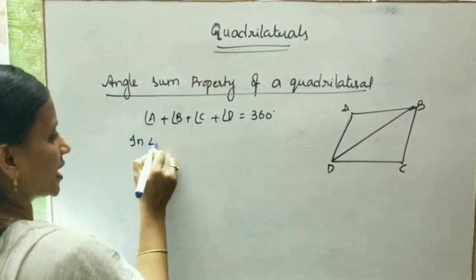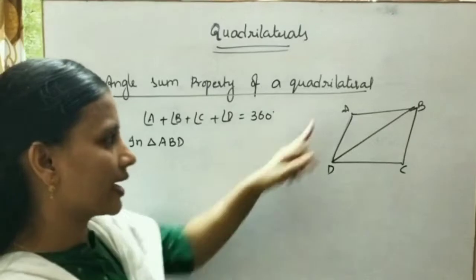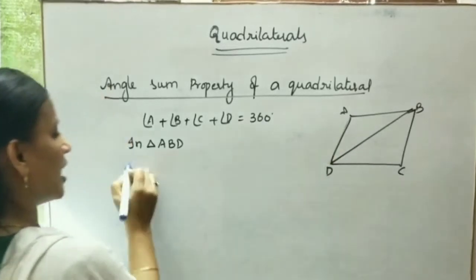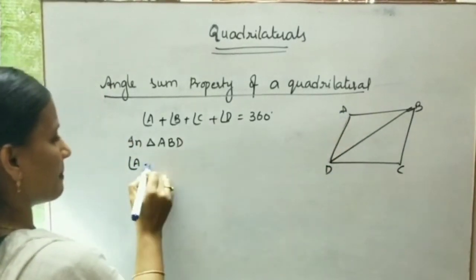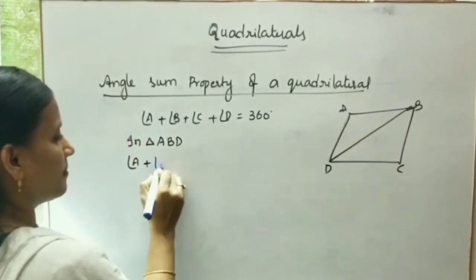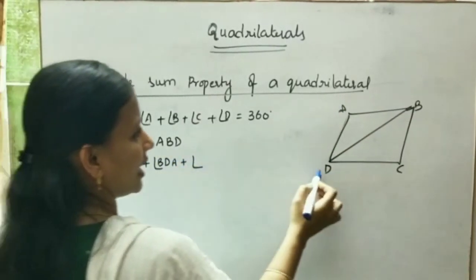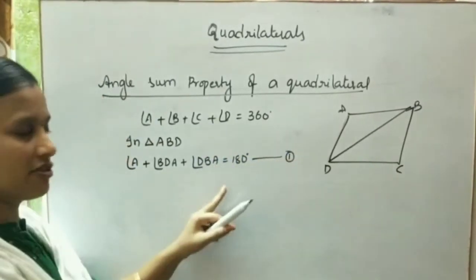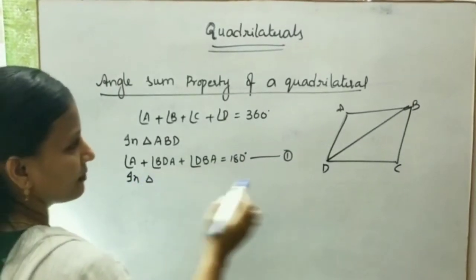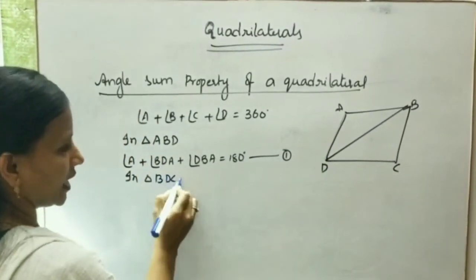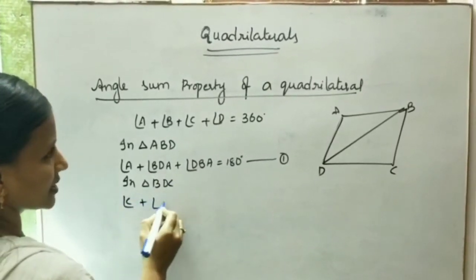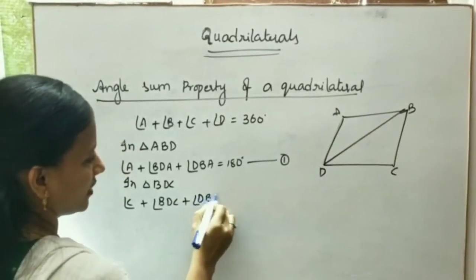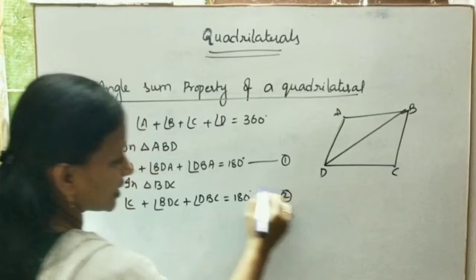First of all, we have to take triangle ABD. In triangle ABD, sum of the angles of a triangle is 180 degrees. Already we know sum of the angles of a triangle is 180. That means angle A plus angle BDA plus angle DBA is equal to 180 degrees. Take it as equation 1. Now in triangle BDC, angle C plus angle BDC plus angle DBC is equal to 180 degrees. Take this as equation 2.